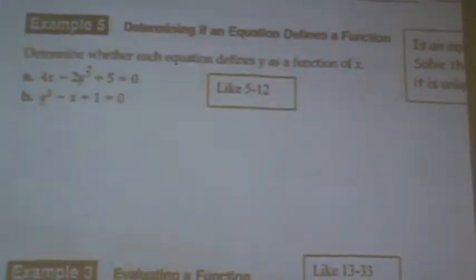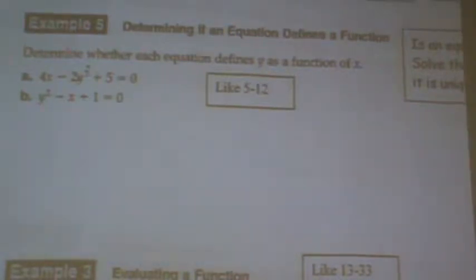How do you know whether the equation is a function? What I want you to do is solve the equation for y. If it is unique, then it is a function. How do you know it's not unique? Whenever you take the square root or fourth root or sixth root of each side, it's that plus or minus. Remember in Algebra 2, when you had a problem like x equals root 4 or something, plus or minus.